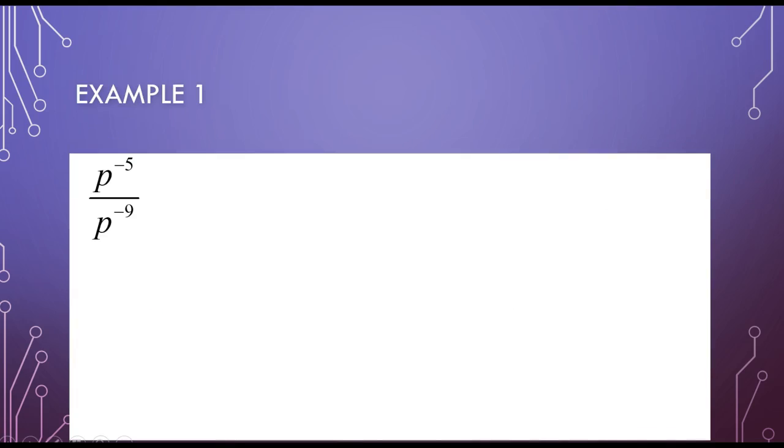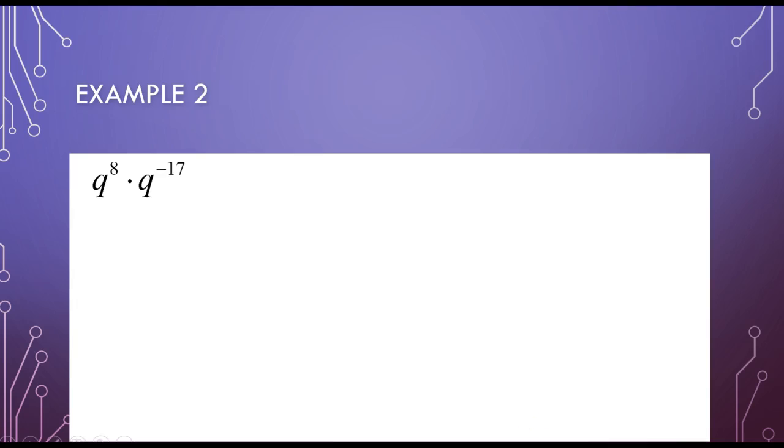So let's take a look at two examples using integer exponents. So here's an example of the quotient rule, and what we have learned for the quotient rule is you have two numbers with the same base, we will subtract the exponents. Well, subtracting a negative is the same thing as adding, so we would have p to the 4th power, and that would be our final answer.